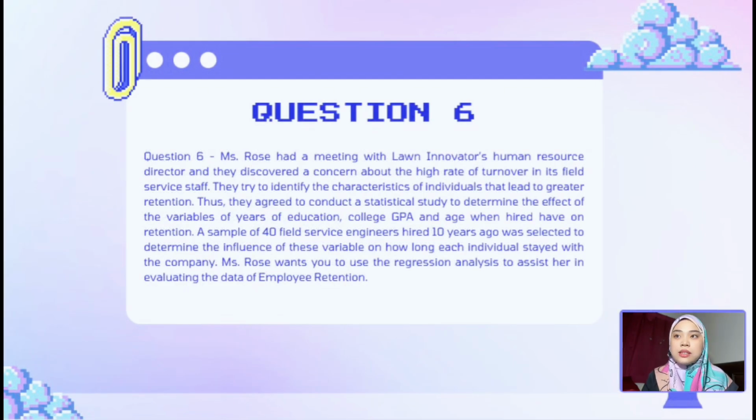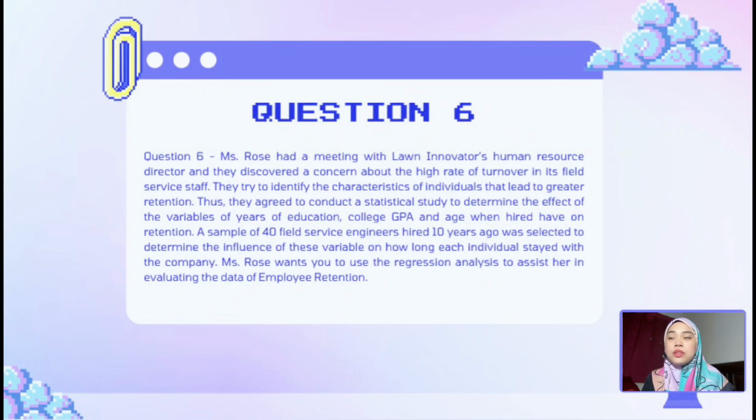For question 6, Ms. Rose had a meeting with Loan Innovator's Human Resource Director and they discovered a concern about the high rate of turnover in its field service staff. They tried to identify the characteristics of individuals that lead to greater retention. Thus, they agreed to conduct a statistical study to determine the effect of the variables years of education, college GPA, and age when hired on retention.